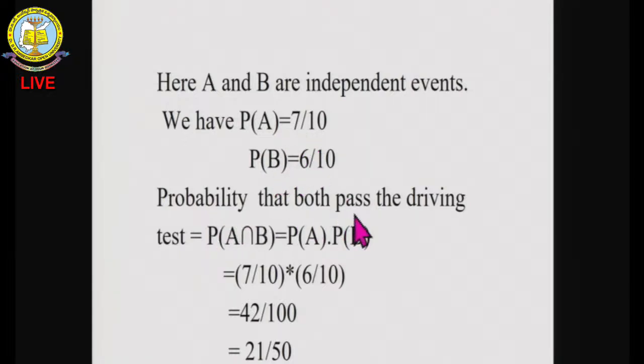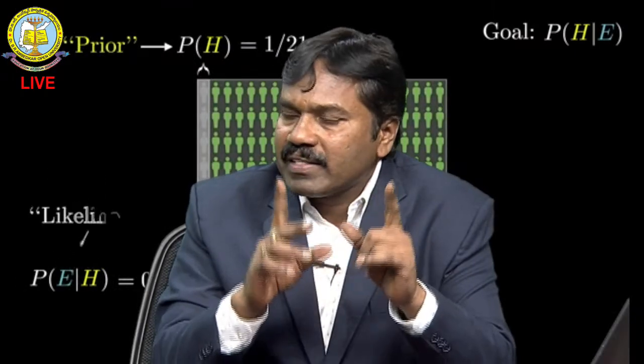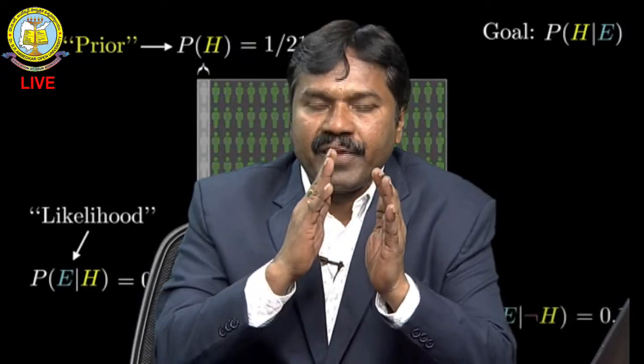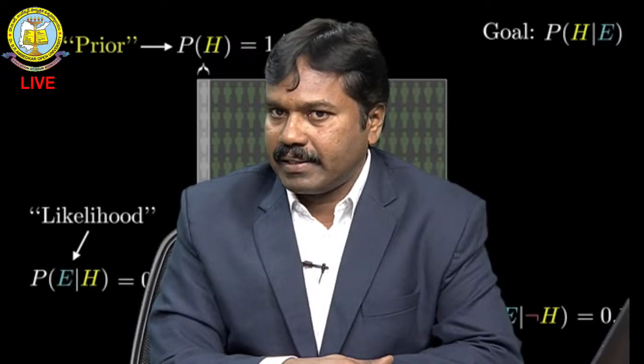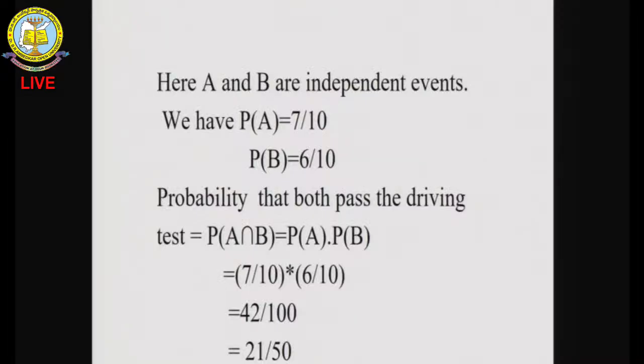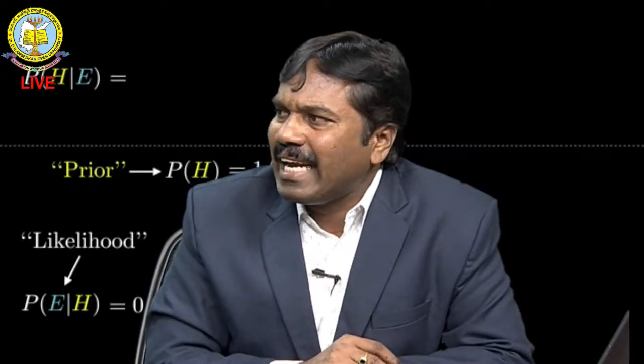Probability that both pass the driving test. Both means there is a common part, that means probability of A intersection B. Here both events are independent, that is why the intersection becomes probability of A into probability of B. Probability of A is 7 by 10 into 6 by 10. So the probability that both pass the driving test is 21 by 50. This is one example of independent events.